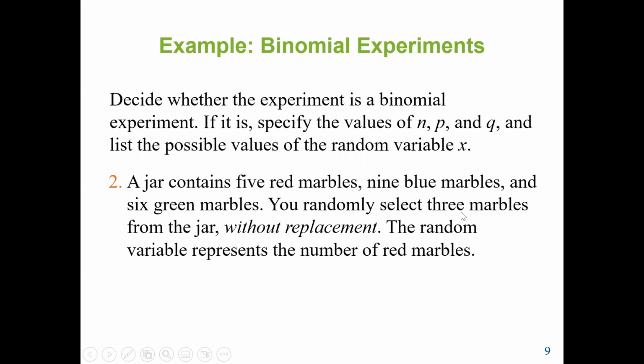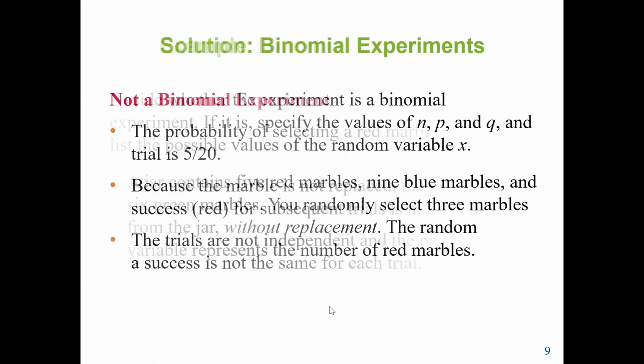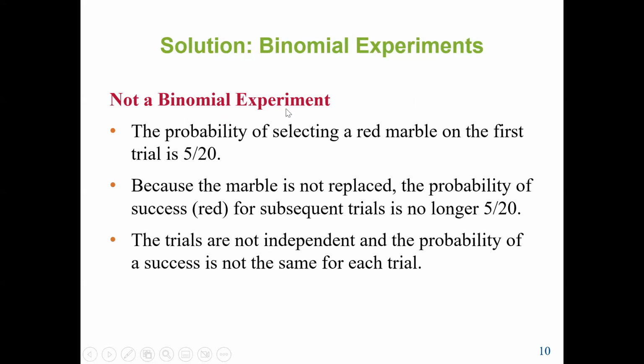Now you randomly select 3 marbles from the jar without replacement. The random variable will represent the number of red marbles. Okay, so if that's the case, this is not a binomial experiment. Why? Because we have 3 different colors. Probability of success here will be if we select red marbles. But there's a chance we may select blue or green or red. So there's 3 possible outcomes. So this is not a binomial experiment.